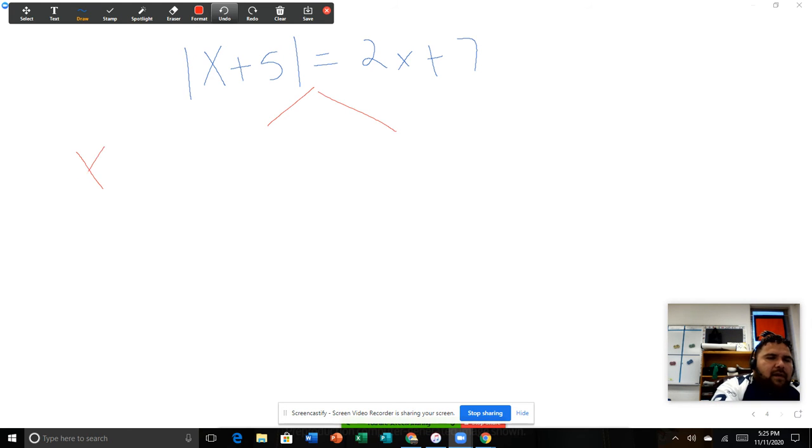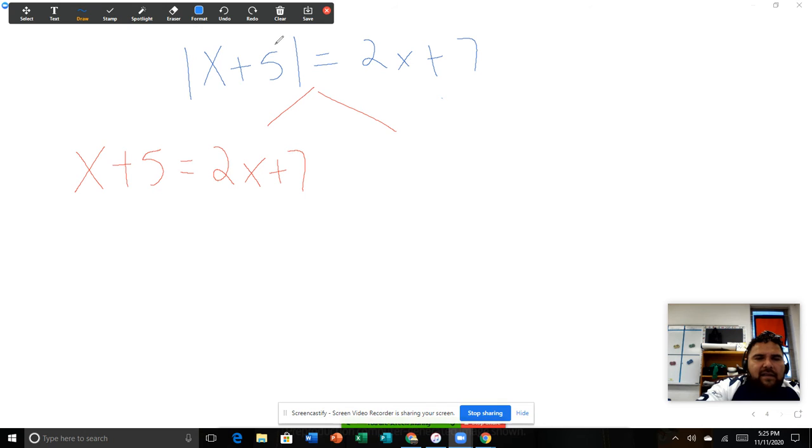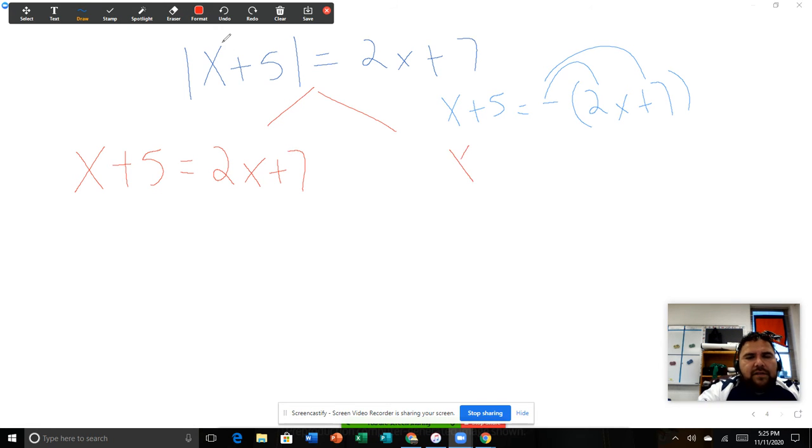Okay, break it down. X plus 5 equals 2x plus 7. Okay, now my second equation, I'm going to write it like this. X plus 5 equals negative of 2x plus 7. Make sure that you distribute this negative symbol to both of those pieces so that you can get your actual equation. So my actual equation is going to be x plus 5 equals negative 2x minus 7. Okay?